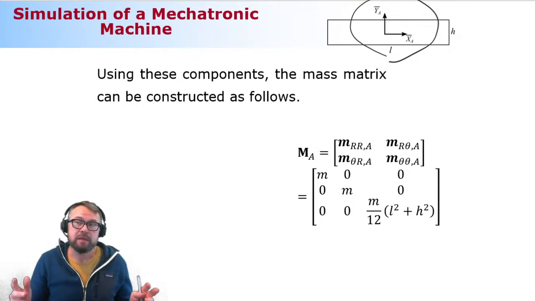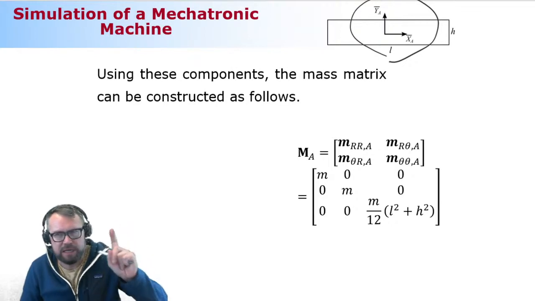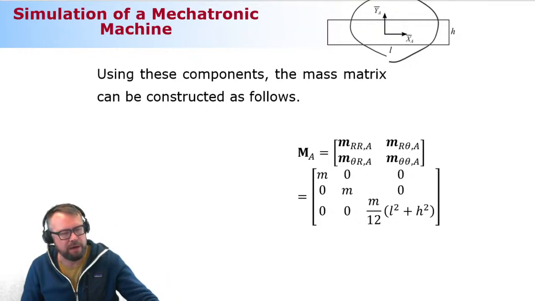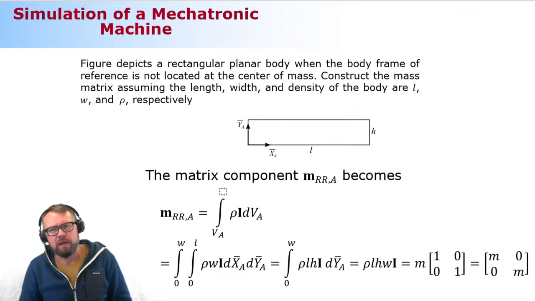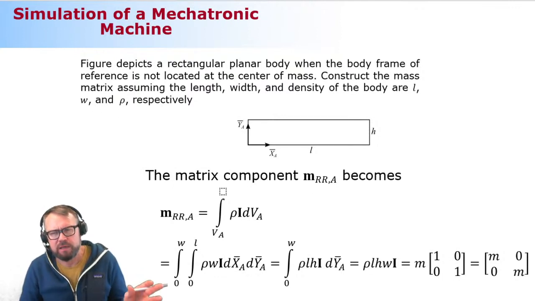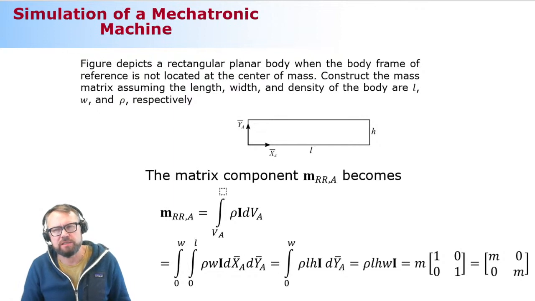Now, I'm going to have two interesting in-class quizzes. And before that, let's take a look at the same example, the same box-like body, with the difference that the body reference coordinate system is located in one corner of the box-like body. Where can we see the difference? Is the mass going to be different in this case? No way. Mass is mass, and it's not a function of where the body reference coordinate system is located. So that's definitely the same.